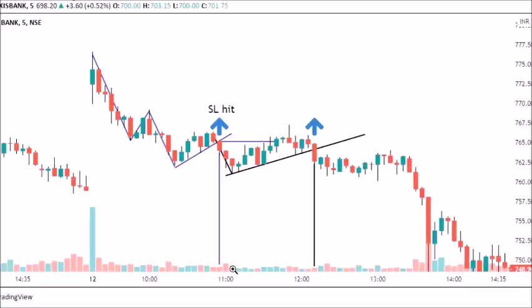So if you are a very safe player, you will not take this trade because you have almost equal volume. But again, as I told, many a times these type of candles work. Even though the volume is equal, you will get a very good trade. So your entry will be just below the low of this candle. Stop loss will be just above this candle.